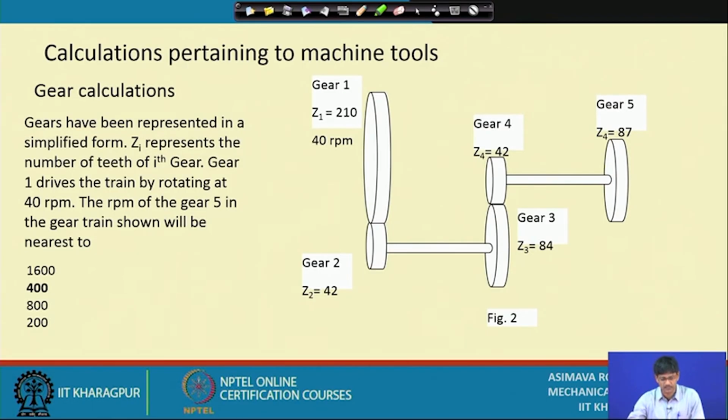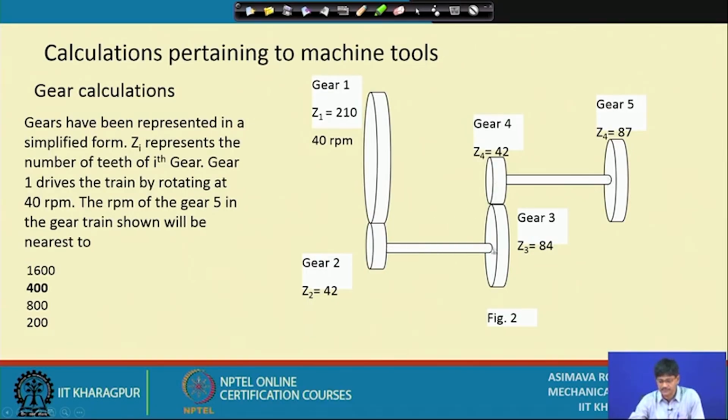So, this is the input. This is the input rotation, 40 RPM. So, if 40 RPM is the input rotation, the question is what is the rotations per minute of the fifth gear, the last one in the train. So, gear 1 is rotating gear 2, gear 2 is on the same shaft with gear 3, gear 3 is rotating gear 4 and gear 4 is on the same shaft as gear 5.